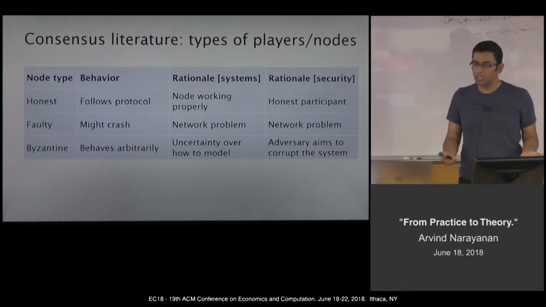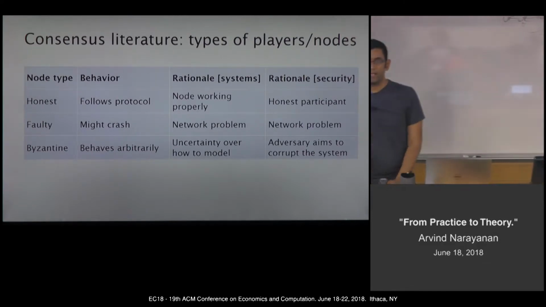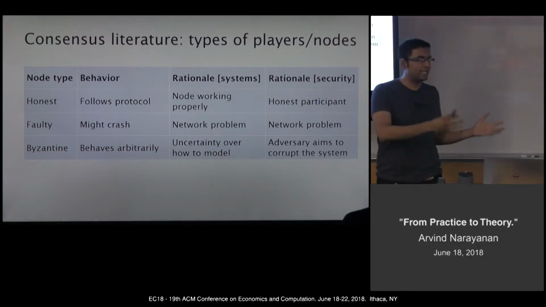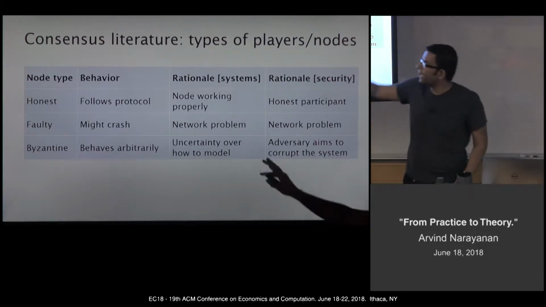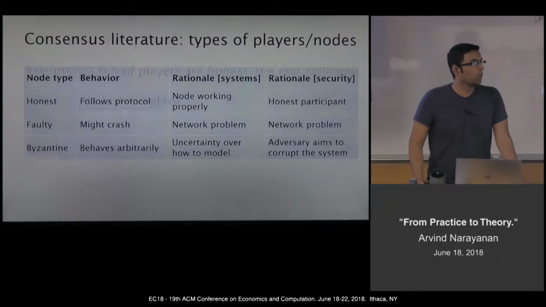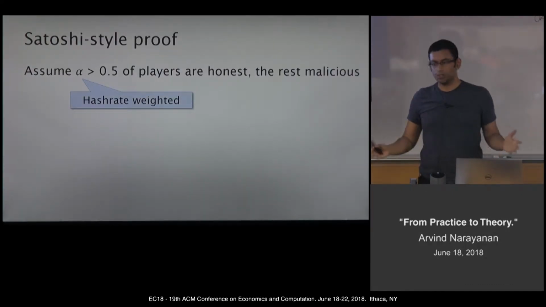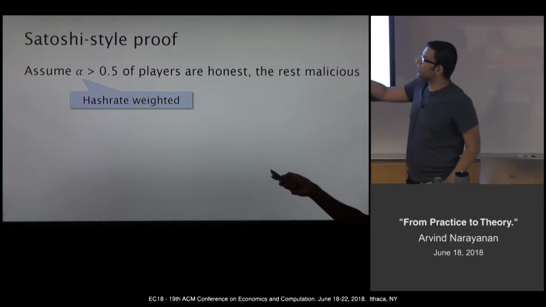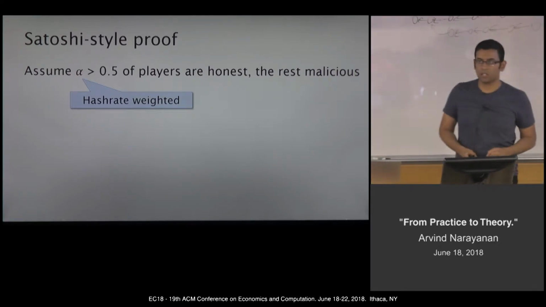And when Satoshi created Bitcoin, my guess is, looking at the history, he looked around for the types of security arguments that could be adapted to arguing about the consensus protocol in Bitcoin, and this type of model proved to be very suitable. So a Satoshi-style proof would go something like this. Assume that the majority of players in your system are honest and the rest are malicious. And of course, in cryptocurrencies, when we say the majority, we mean that it's weighted by hash rate or whatever the resource in your system is.